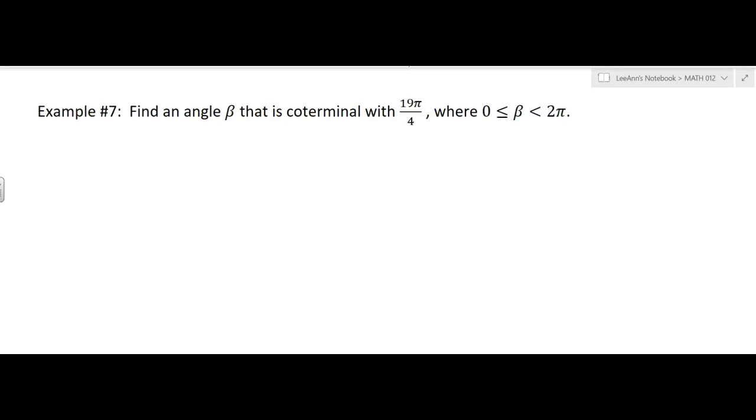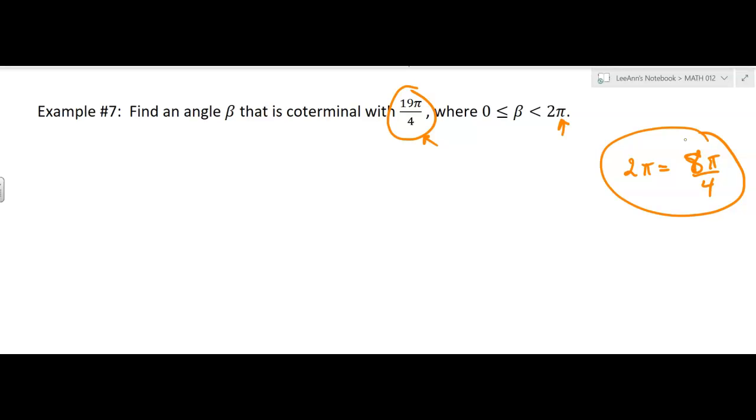Find an angle beta that is coterminal with, and they give it to us in radians this time. So we have to get it down to less than 2 pi. It's got to be between 0 and 2 pi. I noticed that this is in fourths, so I'm thinking 2 pi is equal to 8 pi over 4. That would be one circle, one rotation around the circle, or one revolution.